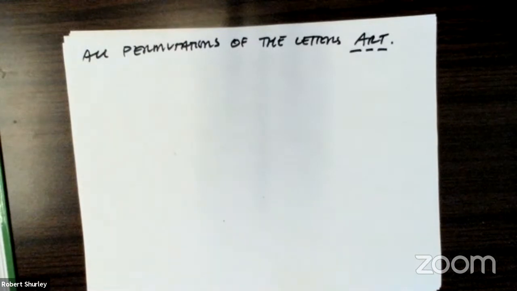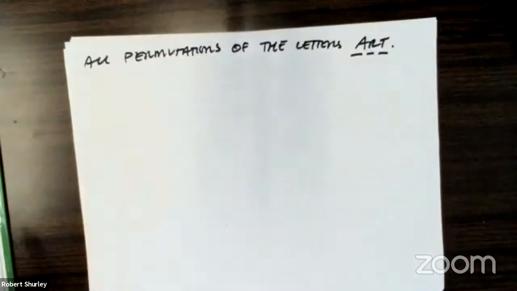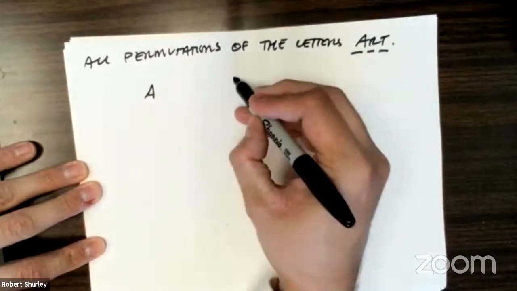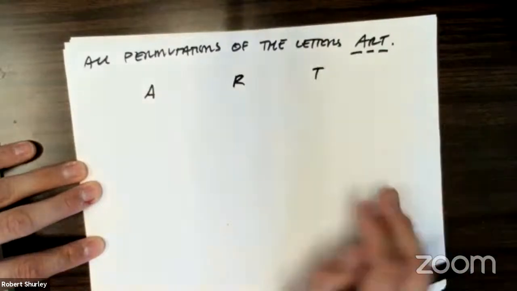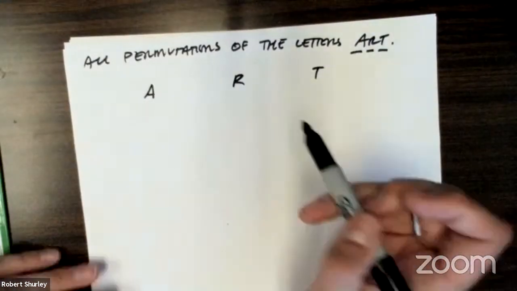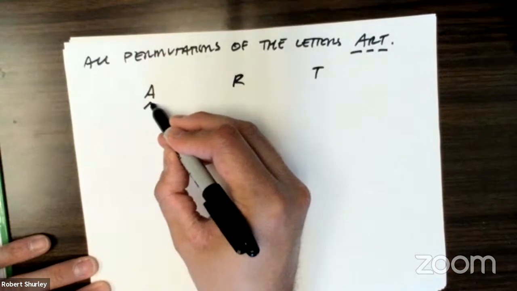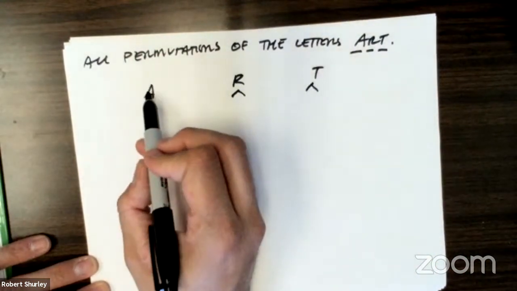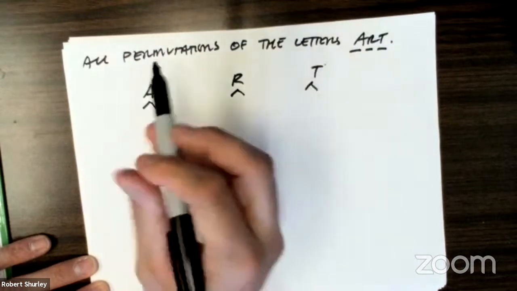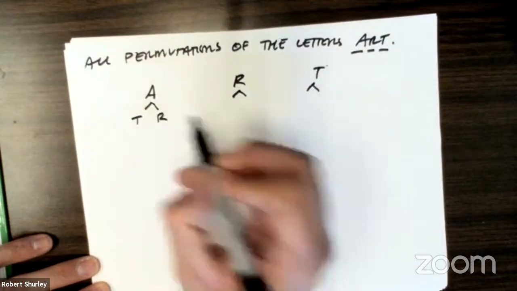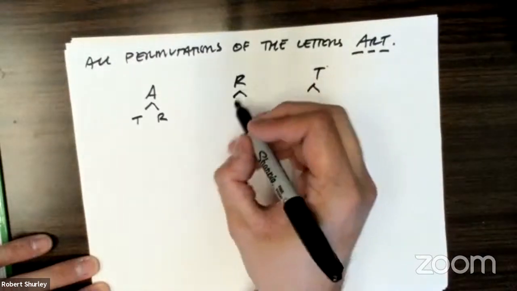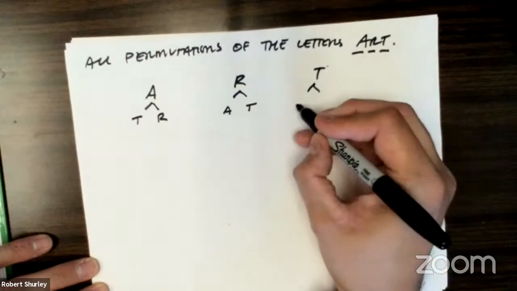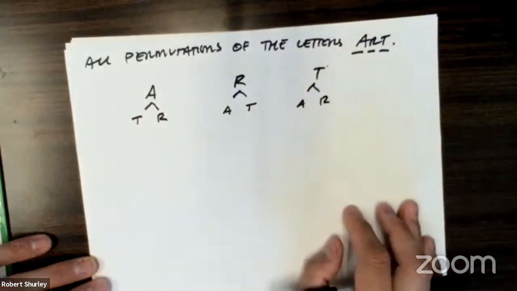Your book does a neat way of diagramming it out. Let's say we have A. We chose that first, right? Well, that means with the second letter, we can't use any letter twice, okay? So if I chose A first, the second letter either has to be T or R. For R, it's got to be A or T. And then for T, it has to be A or R, right?